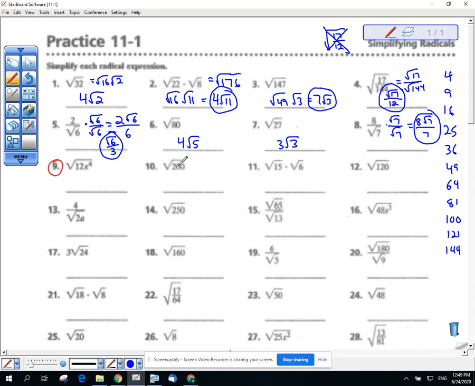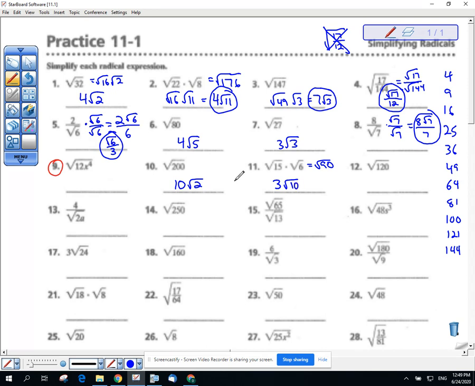10. You can take out 100. Root 100, root 2 is 10 root 2. Square root the 100, you get 10. Root 2 needs to stay root 2. Next, this would be, well, 6 times 15 is 90, so the square root of 90. Can you take a perfect square out of 90? You can, and it would be 9. So root 9, root 10 is 3 root 10.